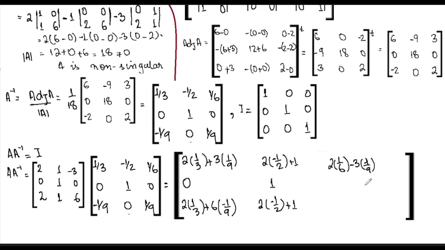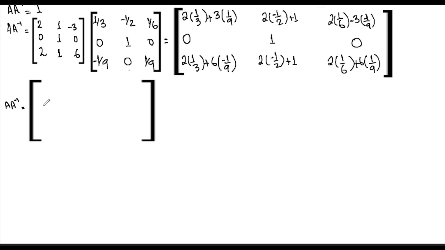For this entry, we are going to multiply the second row with the last column. So second row and the last column, we have 0 into this entry gives us 0, 1 into 0 gives us 0, and then 0 into 1 by 9 gives us again 0. So this as a whole is going to be 0. And for this entry, we are going to multiply the third row with the third column. So this is the third row, this is the third column. So 2 into 1 by 6, plus 1 into 0 obviously gives us 0, so we are not going to write it, and then plus 6 into 1 by 9.